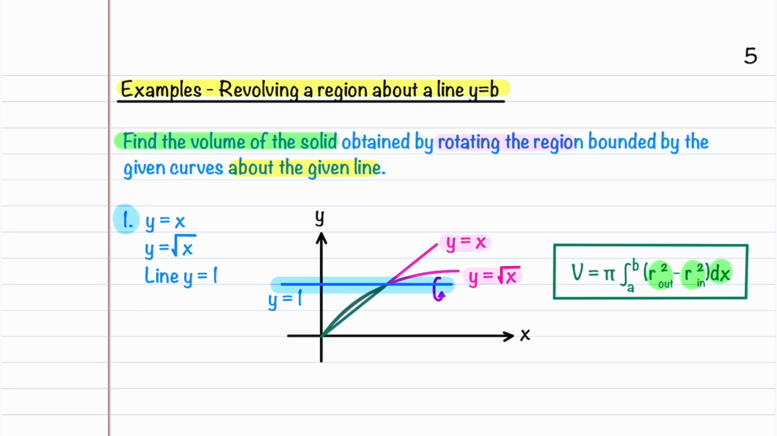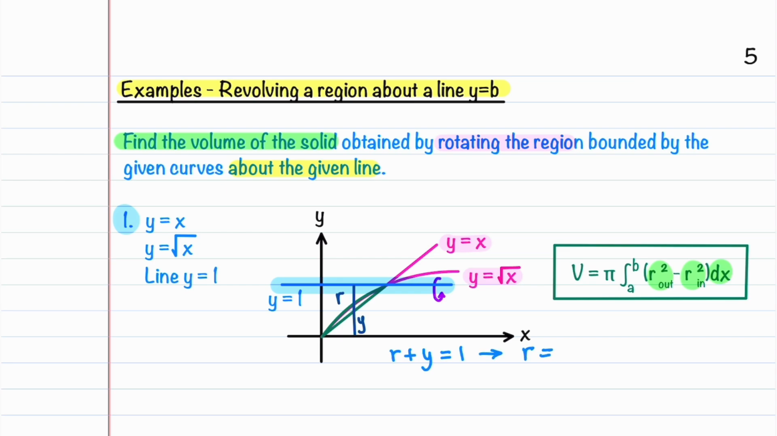I'm going to draw a diagram for the outer radius, and then the inner radius will be really similar. The radius is the distance from the curve to the revolving line, so we'll label this as r, and then because our curves are y is equal to a function of x, we need to find what y is. Y is the distance from the x-axis to the curve, so let's label this as y. From this diagram, you can see that r plus y is equal to 1, and that tells us that our radius r is 1 minus y.